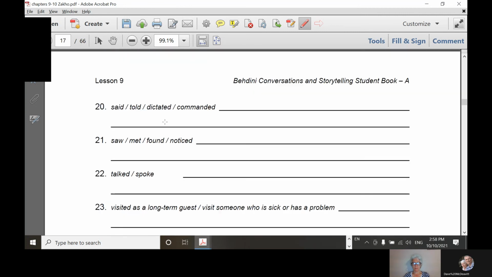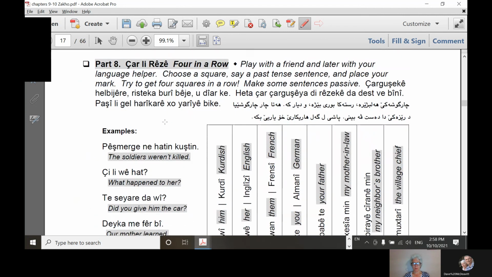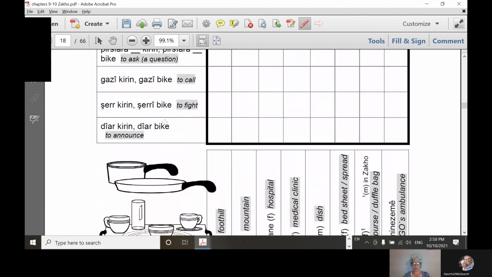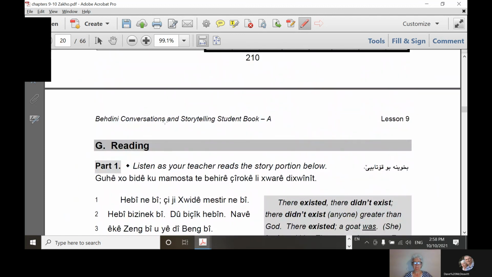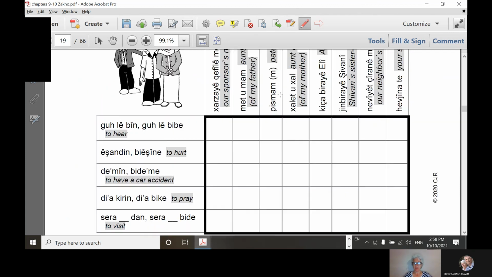Okay, let's go on. 4 in a row. A little game you can play with your language helper and your friends. And then the reading. That'll have to be another day. I may not get around to it, but you can use your language helper and friends to help you with that.